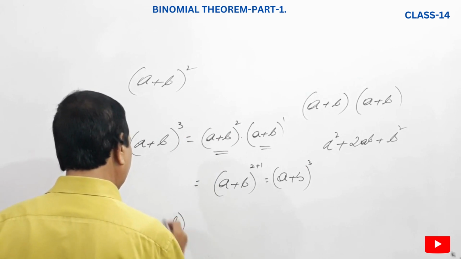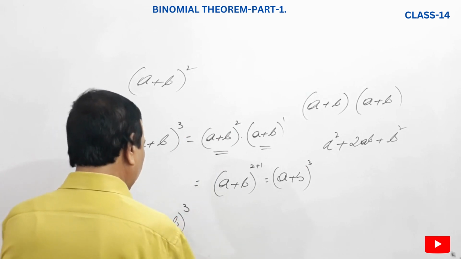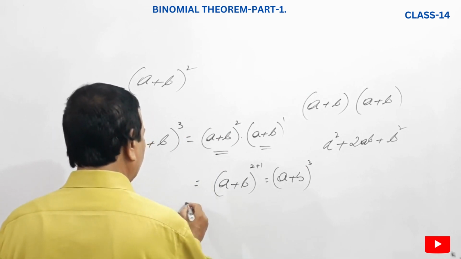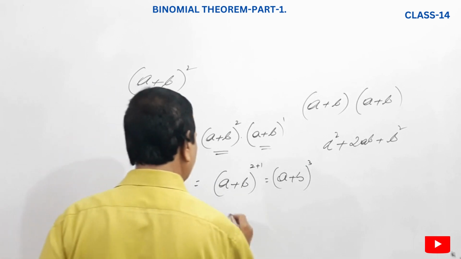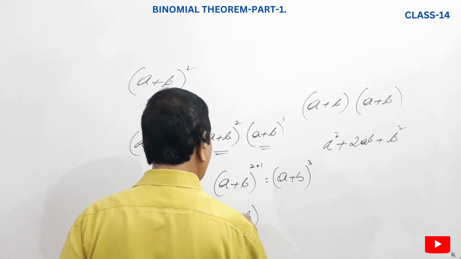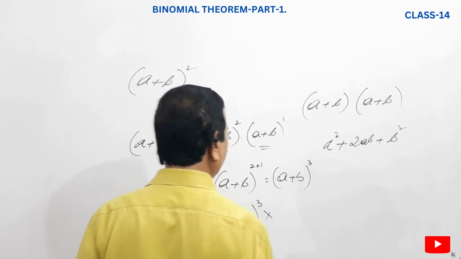Likewise, for the power of 4, similarly, a plus b the whole to the power 4 equals what? You will write a plus b the whole cube into what?